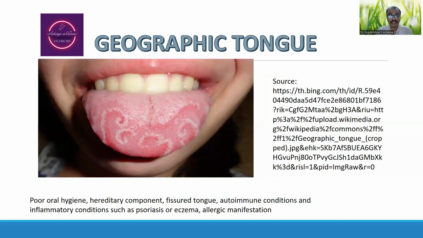This is considered to be a geographical tongue. This is indicative of poor oral hygiene. When the person is not maintaining the hygiene properly, the person may have this particular type of tongue. There is also a hereditary component, that means this type of tongue may run in families. It may be observed in cases of fissured tongue. It can also be seen in autoimmune or inflammatory conditions such as psoriasis or eczema, and in persons who have allergic manifestations.